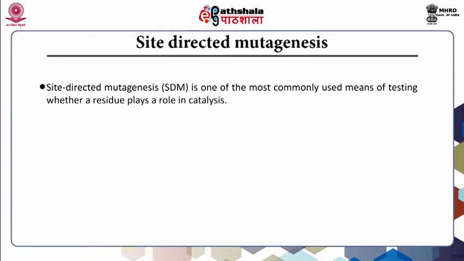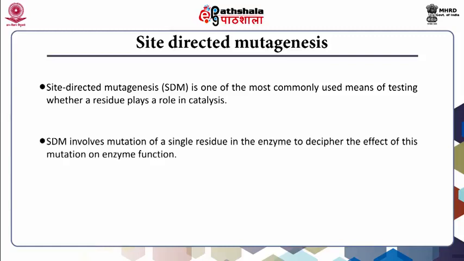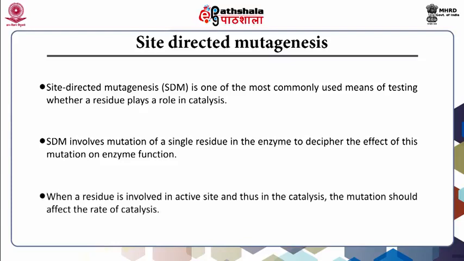Site-directed mutagenesis is one of the most commonly used means of testing whether a residue plays a role in catalysis or not. SDM involves mutation of a single residue in the enzyme to decipher the effect of this mutation on enzyme function. When a residue is involved in the active site, in the catalysis, the mutation should affect the rate of catalysis.